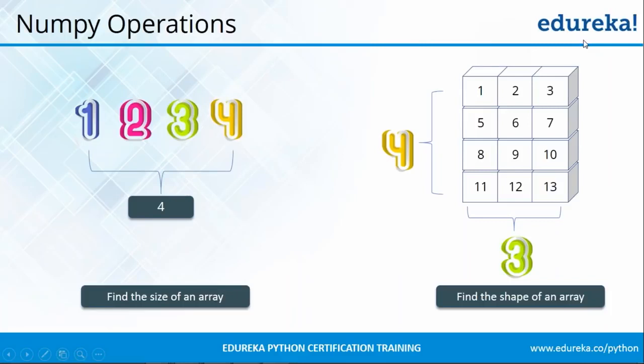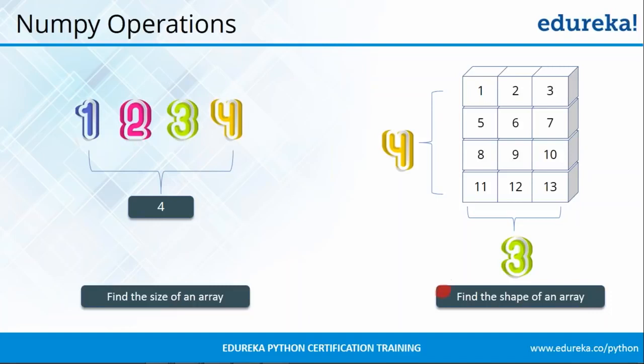So by using NumPy array, you can actually find the size of your array. How you can do that, I'll show you practically. You don't need to worry about that. So when I say size of the array, that means the total number of elements that are present in the array. So if this is an array, the total number of elements becomes 4: 1, 2, 3, and 4.